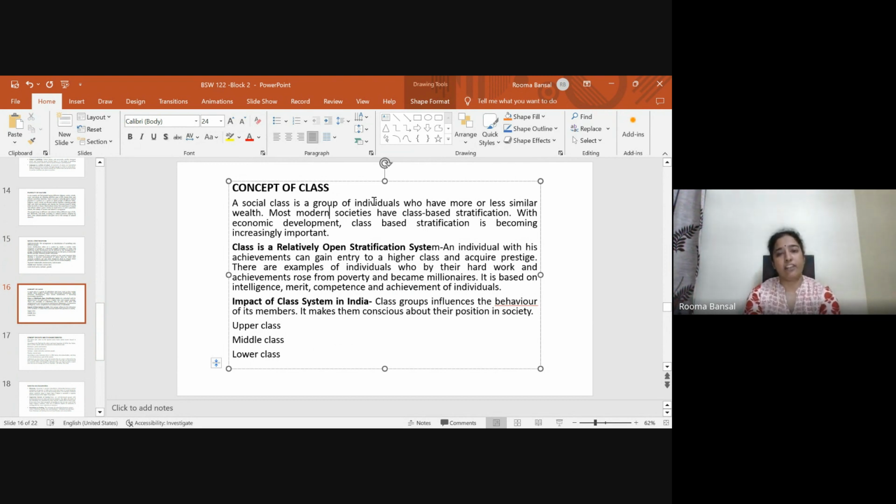Now, a few points are there. Class is a relatively open stratification system. An individual with his achievement can gain entry to a higher class and acquire prestige. There are examples of individuals who, by their hard work and achievements, rose from poverty and became millionaires. It is based on intelligence, merit, competence, and achievement of any individual.